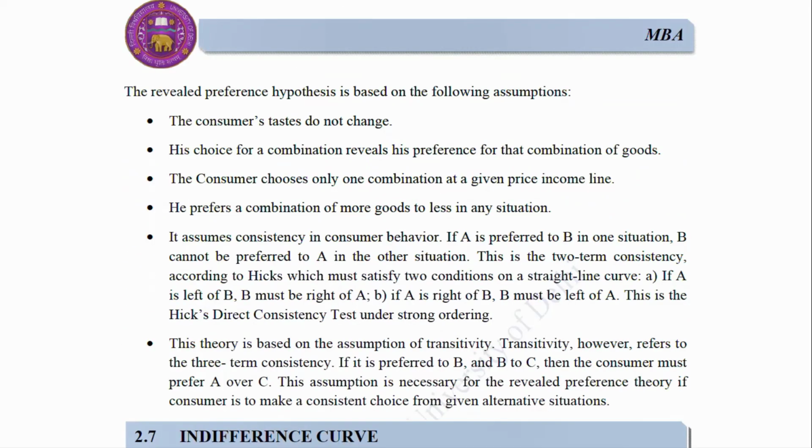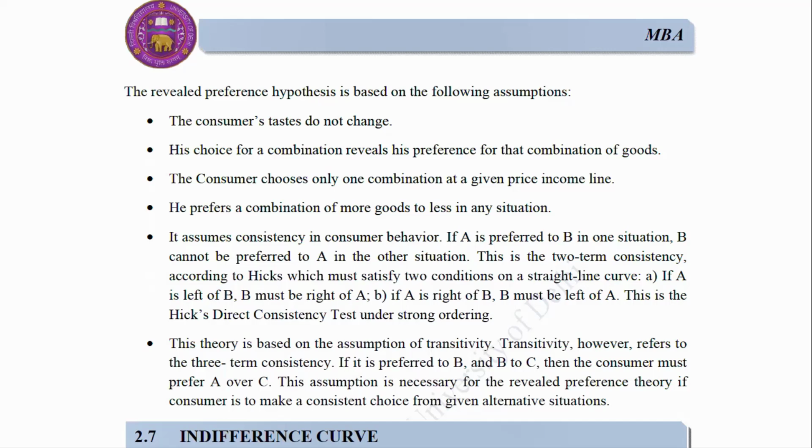Assumptions. The revealed preference hypothesis is based on the following assumptions. First, the consumer's tastes do not change. Second, his choice for a combination reveals his preference for that combination of goods. Third, the consumer chooses only one combination at a given price income line. Fourth, he prefers a combination of more goods to less in any situation. Fifth, it assumes consistency in consumer behavior. If A is preferred to B in one situation, B cannot be preferred to A in the other situation.